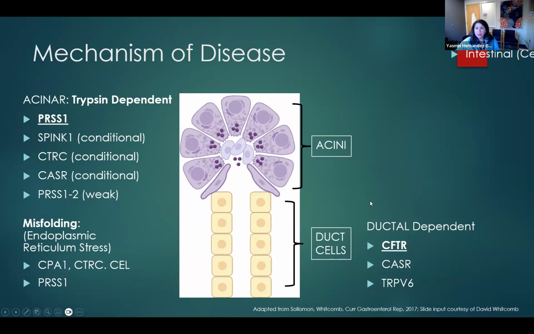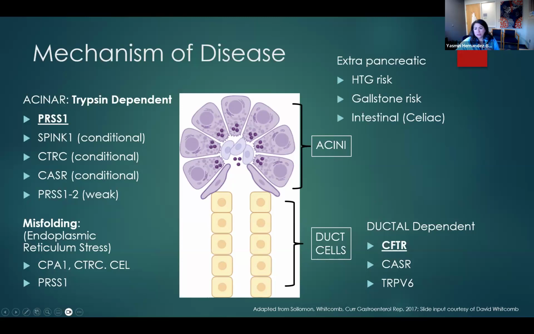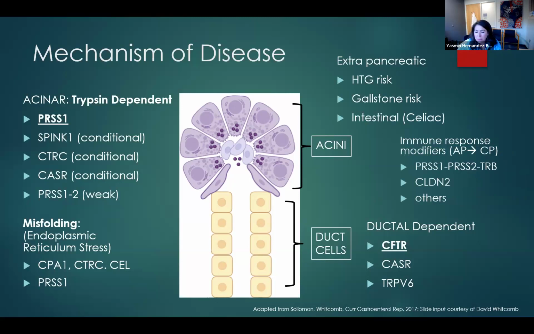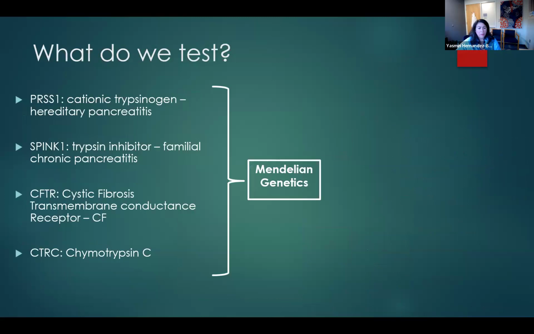And then there are also extrapancreatic risk factors such as hypertriglyceridemia risk, gallstone formation risk, even celiac disease, and some mutations that have been found in the immune response to acute pancreatitis. So one of the things I want to emphasize is that pancreatitis is really a complex disorder of which genetics plays one major role. So the next question that I want to answer is, what do we test?